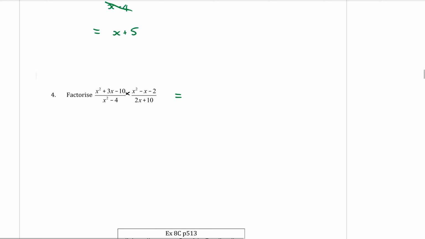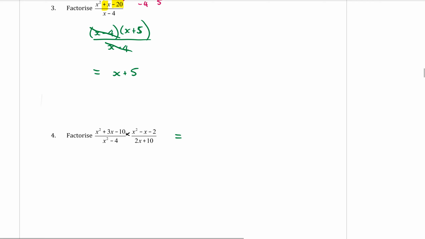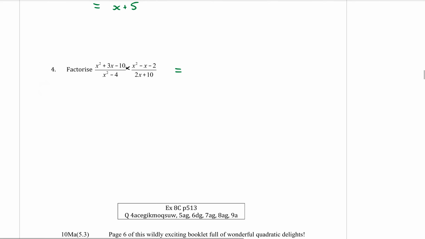Now hopefully the more you practice, you will get to the point where you will not need to write down these factor pairs anymore. So try to get to that stage, but if you need to, then keep writing them down. So things that times to give negative 10 and add to give a 3 would be a positive 5 and a negative 2. So that would be x plus 5 and x take away 2 to factorize the top of the first fraction.